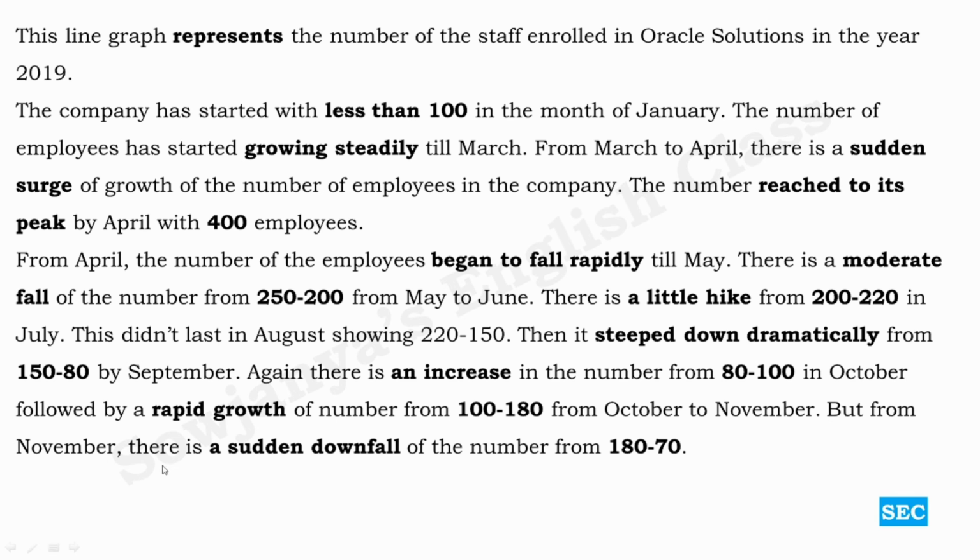And then from November, there is a sudden downfall of the number from 180 to 70. This is also huge, that is why we have used the phrase sudden downfall. Okay. So it was not gradual, it was sudden. But from November, there is a sudden downfall of the number from 180 to 70. It was not gradual. Let us look at the graph one more time.